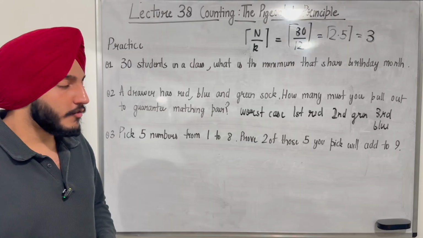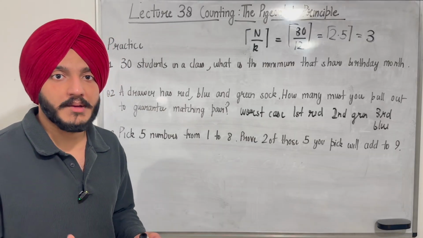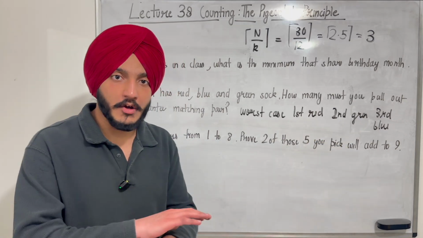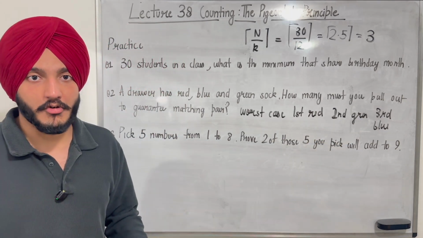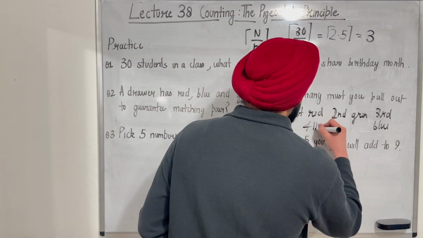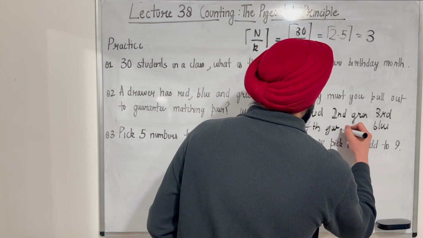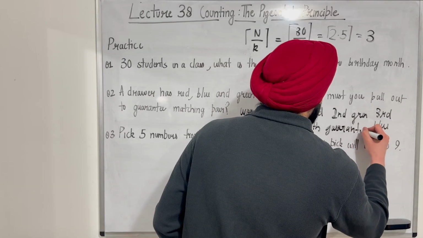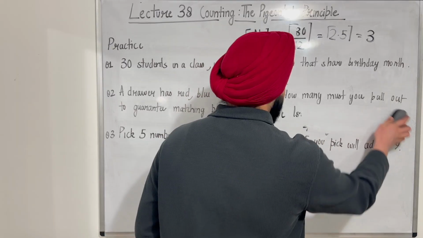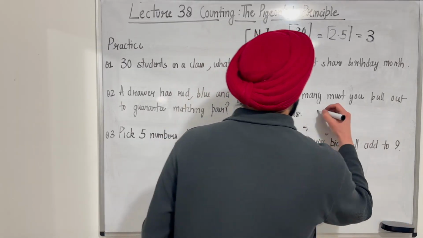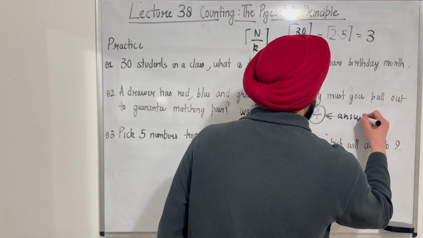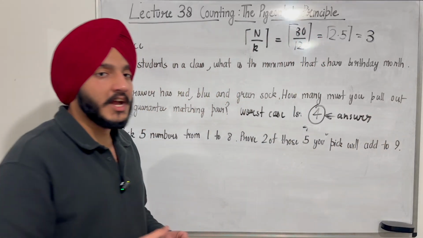Okay, so if you pull out a sock for the 4th time, it's guaranteed that it will be either red, green, or blue, because those are the only 3 colors we have in the drawer, right? So if I pull out for the fourth time, it's a guarantee. So the answer to this question will be basically 4. Okay, so 4 will be the answer to this question, right?